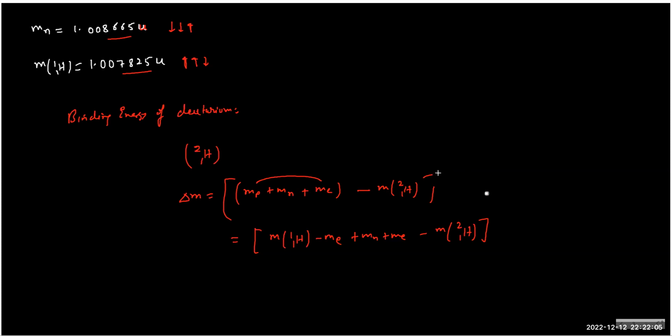Okay, why I wrote this, I don't know. And this gets cancelled because we don't want to write in terms of mass of electron. Now, I need to give you the mass of H atom, which is 1.0025. The mass of neutron is given, and mass of deuterium is known to us. So mass of deuterium is 2.014102. These values will be given to you.